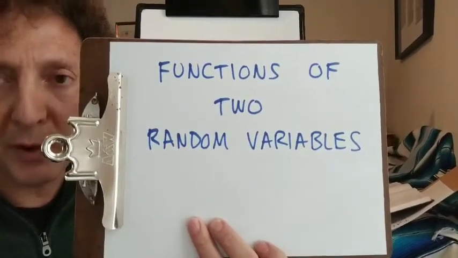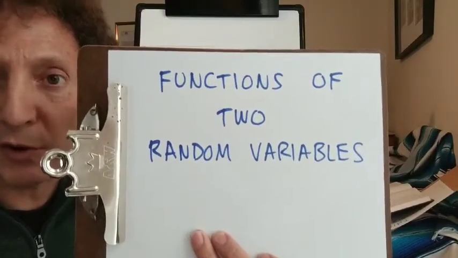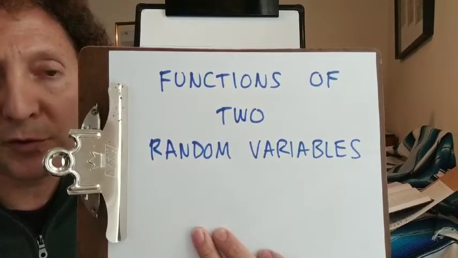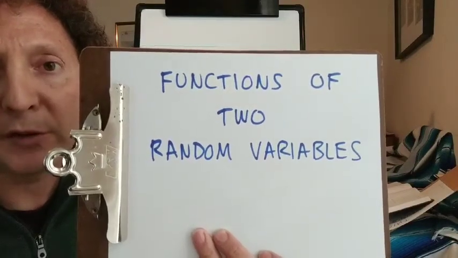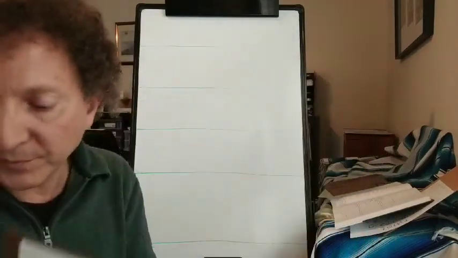Sometimes when we have two random variables and a third random variable which we can express as a function of the first two, then the joint distribution of the first two random variables can help us get the distribution of the third random variable, which is a function of the first two.